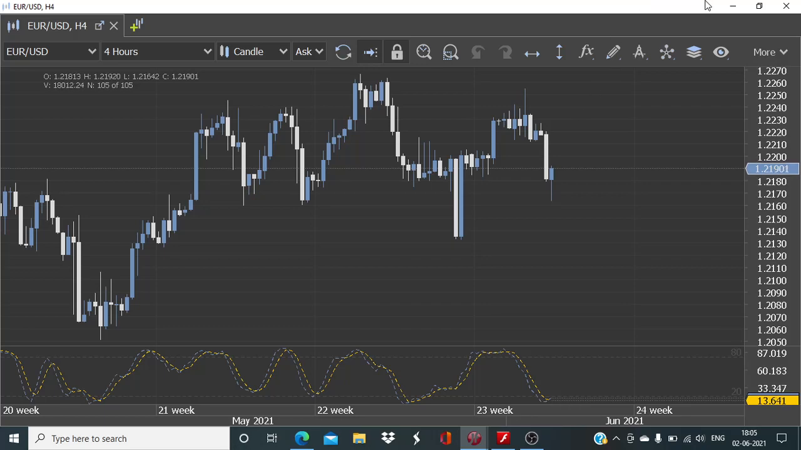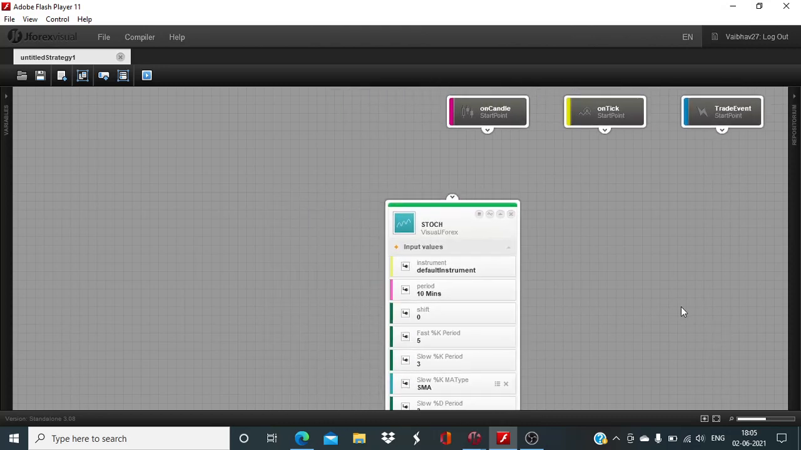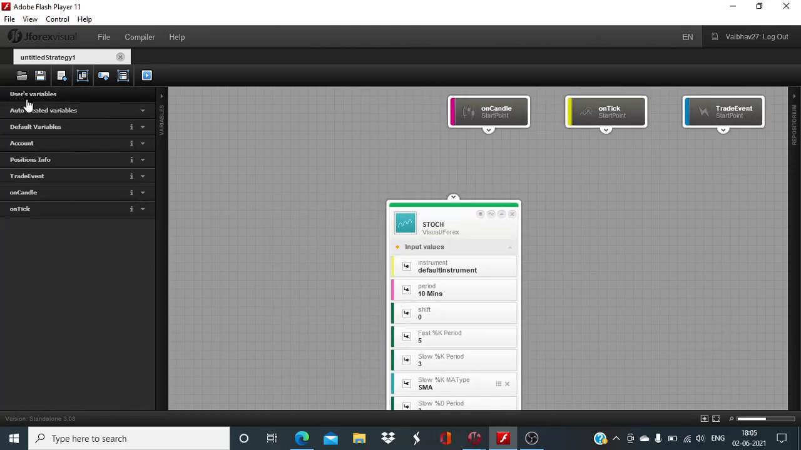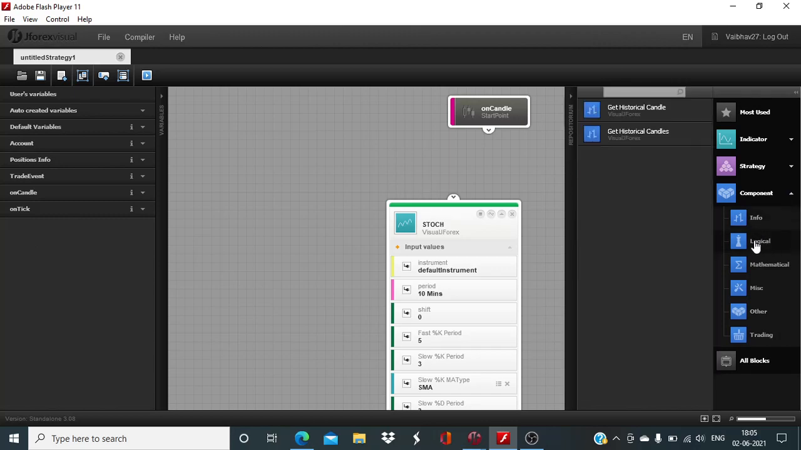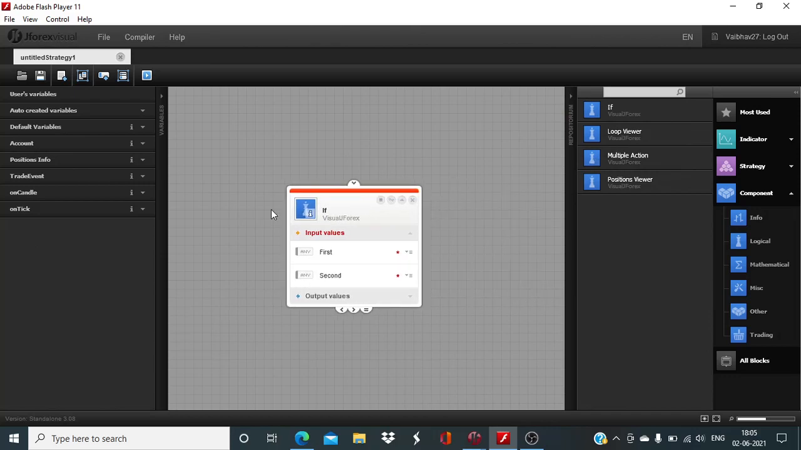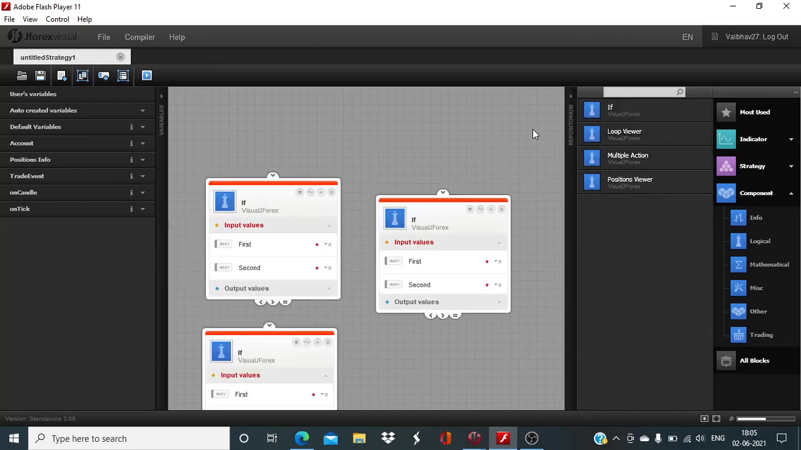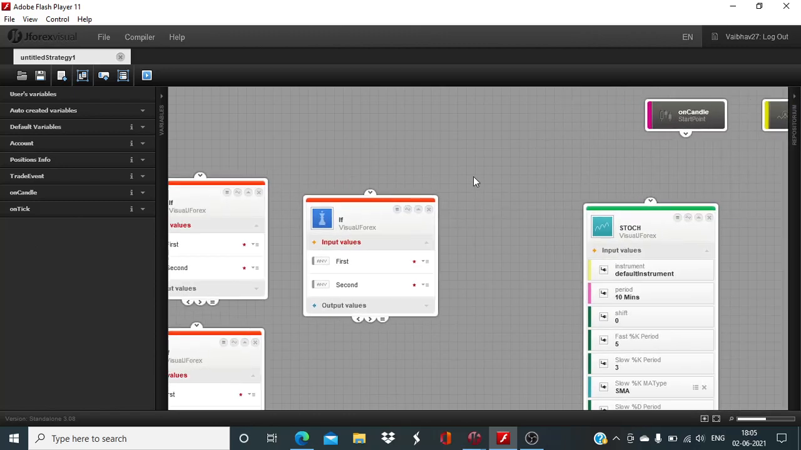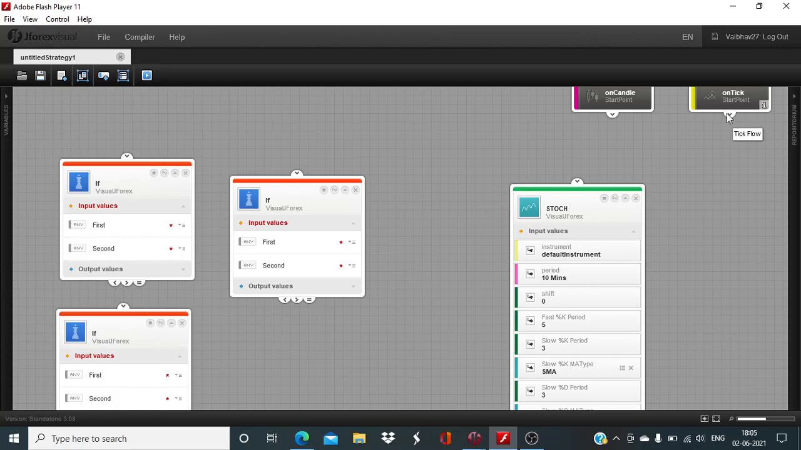Let's now move to the Visual JForex board. Here the instrument subscription will need to be carried out. So first things first, we will have to take the components, logical, if blocks, 3 blocks needed straight away. And this time around, we'll be working with on tick as our start point.